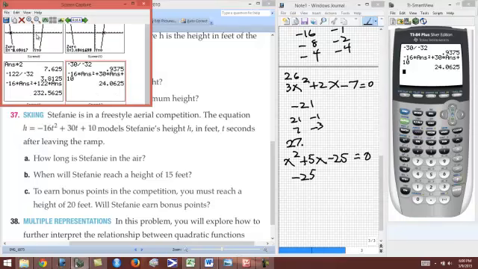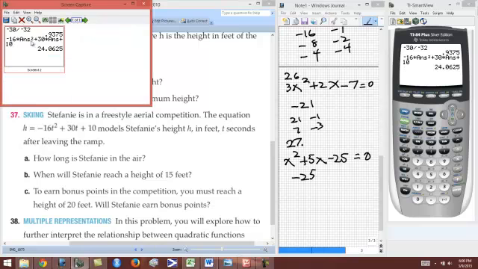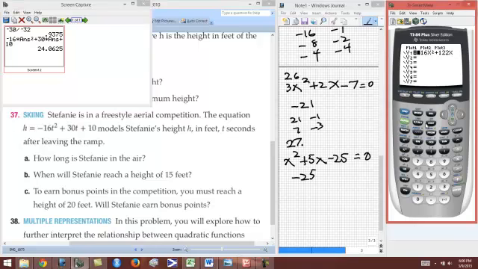Okay, let's get rid of some of this stuff. Let's get rid of this and this. Okay. All right. So let's go to y equals, negative 16x, oh, let me clear this. What am I doing? Negative 16x squared, plus 30x plus 10. Okay, how long is she in the air? So we're going to find the 0.